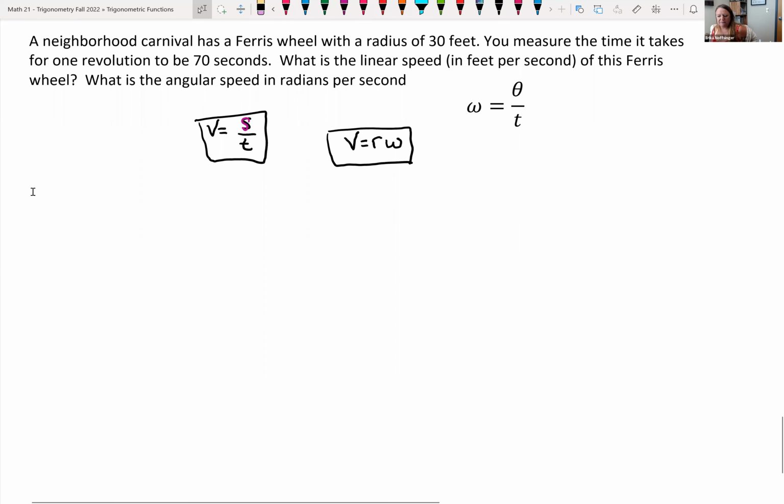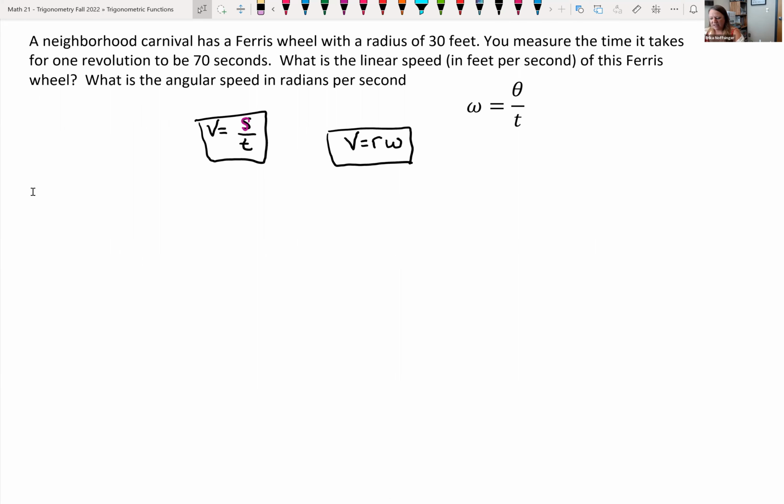Okay, so our question in front of us says, a neighborhood carnival has a Ferris wheel with a radius of 30 feet. You measure the time it takes for one revolution to be 70 seconds. So it takes a car on the Ferris wheel 70 seconds to go around and get back to the same spot. So what is the linear speed in feet per second of the Ferris wheel? And what is the angular speed in radians per second?